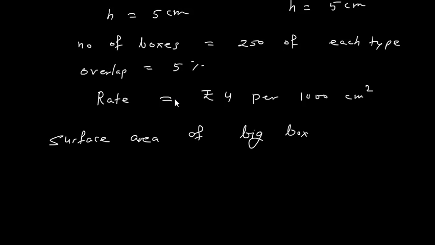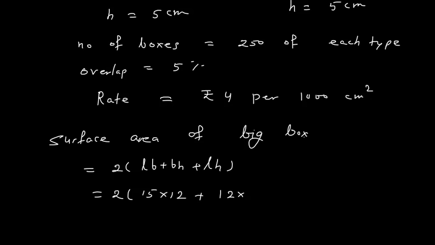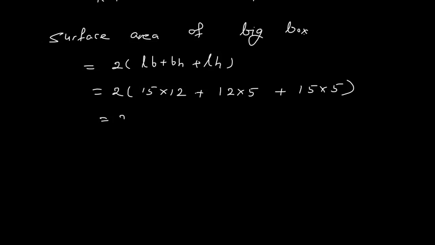Surface area of big box. So surface area of big box is 2 times LB plus BH plus LH. This is the formula. So 2 times 15 into 12 plus 12 into 5 plus 15 into 5. So this will give me 2 into 15 into 12. 15 twos are 30. 15 ones are 15 plus 3, 18. So this is 180 plus 12 fives are 60 plus 15 fives are 75.